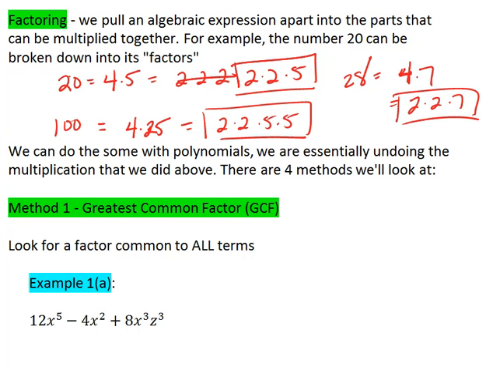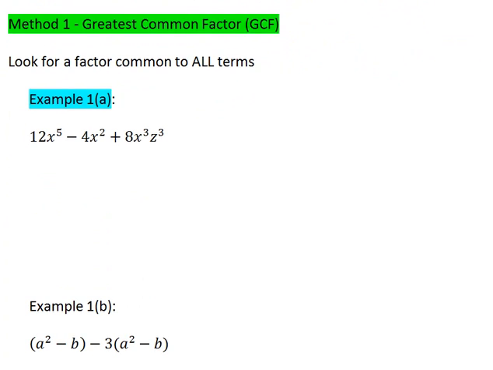So the same thing that we can do with these numbers, breaking them down into prime factors, we can also do with polynomials. We're essentially undoing the multiplication process that we did in previous videos. There are 4 particular methods that we'll look at. The first method is the greatest common factor, or GCF method.